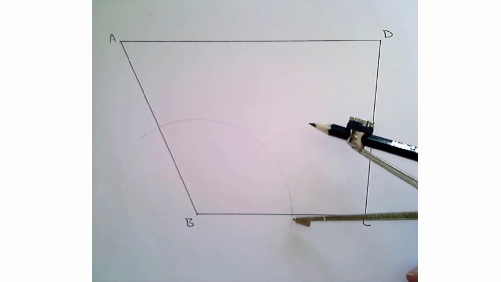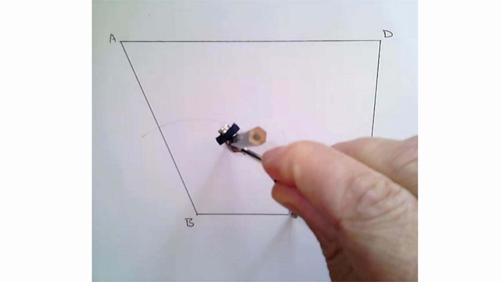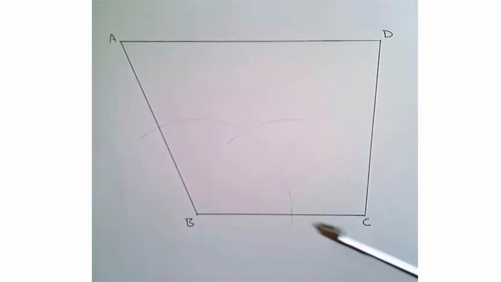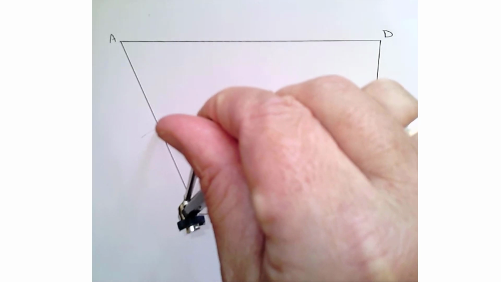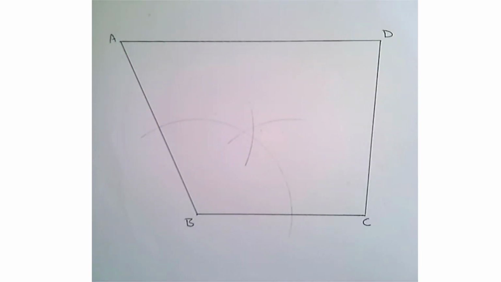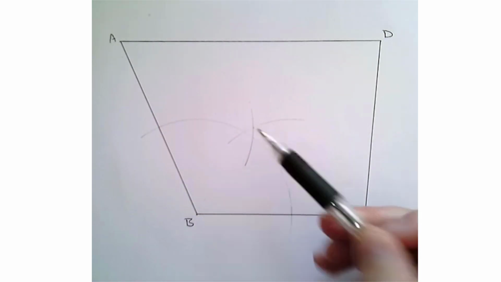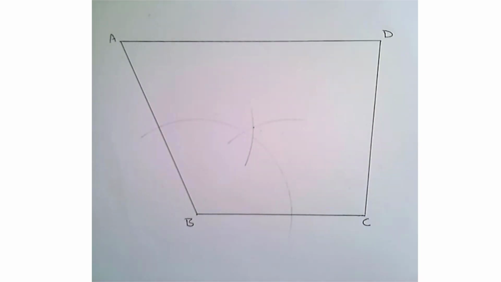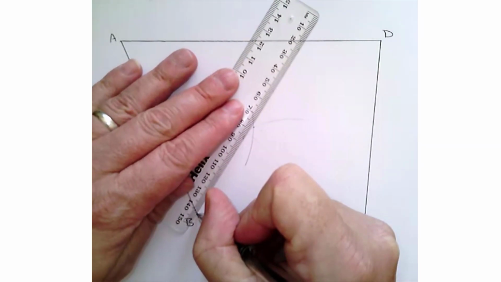So we're going to stick the compass point in B and draw an arc that cuts both AB and BC. Then we're going to move the compass point to one of those points where it crossed, draw an arc in between, and then move it to the other point where it crossed and draw a second arc in between. Now you should find that these two arcs form a little cross. And then to form our angle bisector, we're going to join the point B through that point where the two arcs crossed. And that's going to be my angle bisector.